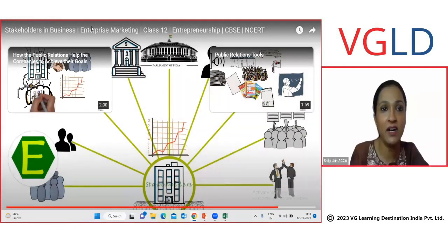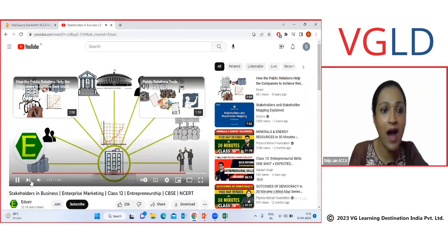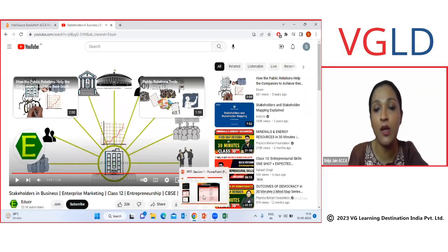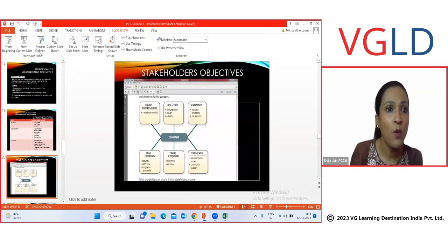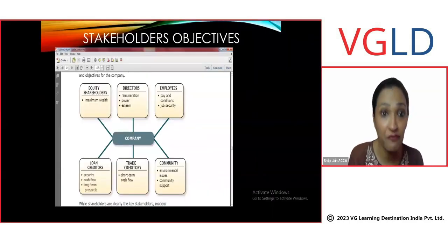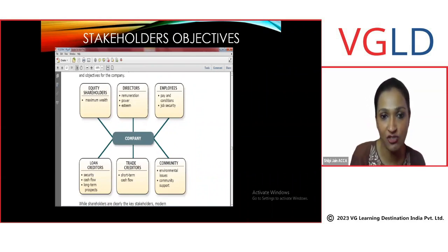Okay, so what do we have here? Yes, we have a group of people who are connected, who are there with the organization internally, externally, or are in some way connected to the operations of the organization. Now, we all know that there are different stakeholders, and definitely every stakeholder will have its own set of expectations from the organization as well.